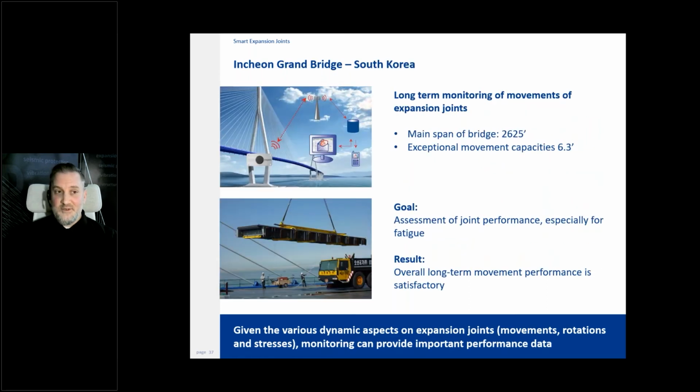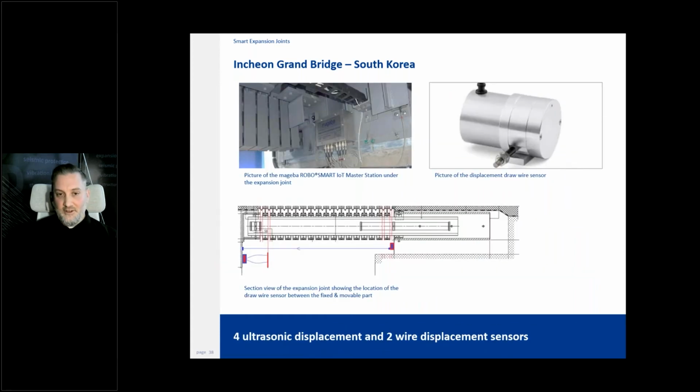The specific example is the Incheon Grand Bridge in South Korea. It has a main span of 1.6 miles, and like I said, quite a large movement capacity of almost 6.5 feet. And in this particular case, we were very interested in these movements, particularly for fatigue considerations, and overall we came out with very satisfactory information. But we'll take a look at what the setup looks like. It's a relatively small but extremely useful system. 4 ultrasonic sensors measure the smaller distances that you can see in the diagram at the bottom.